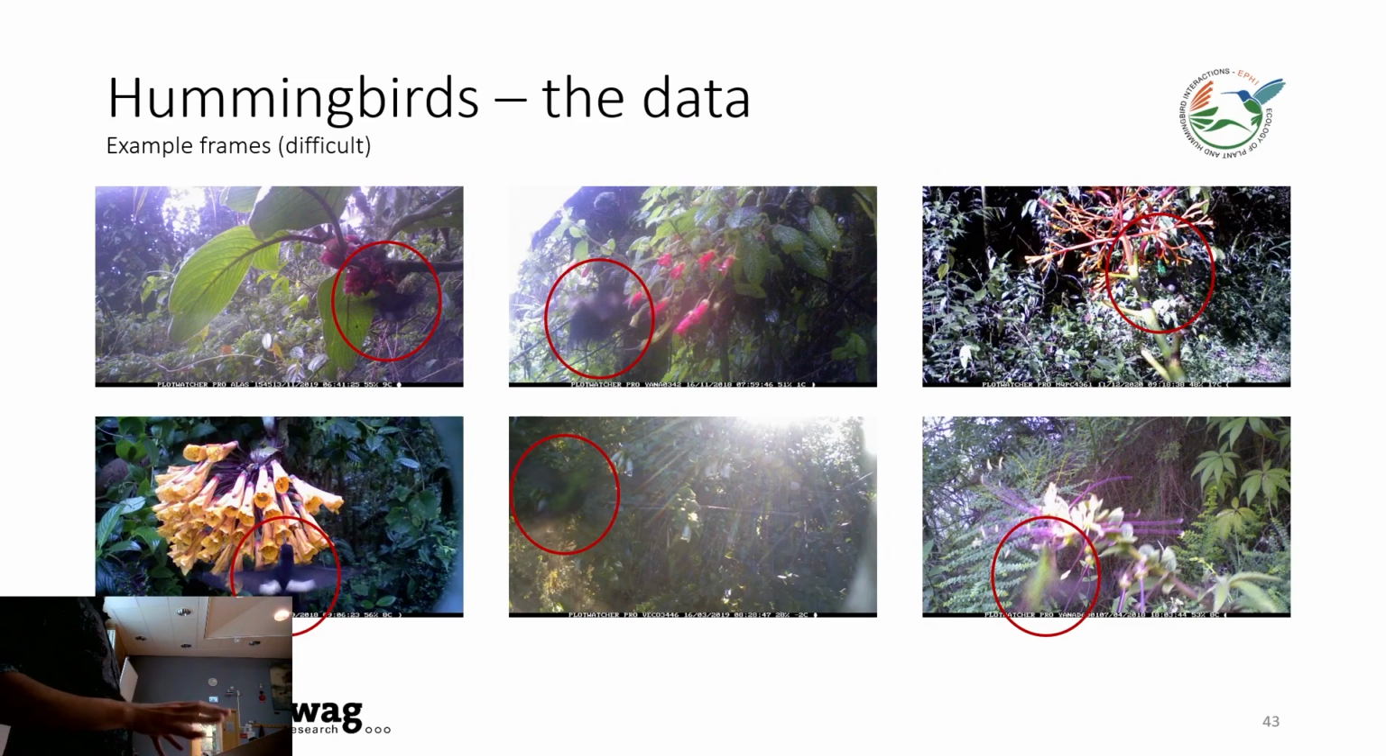And now we move on to something that is a bit more typical, because as I said, hummingbirds are really fast, so they come and go quickly, and they sort of look like a blur, a colored blur in the images.